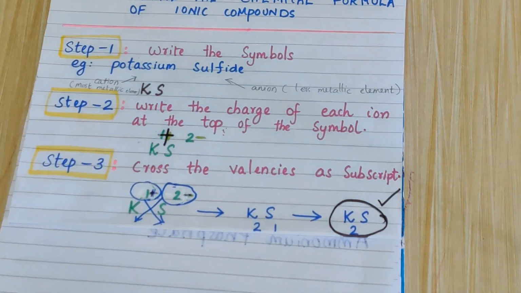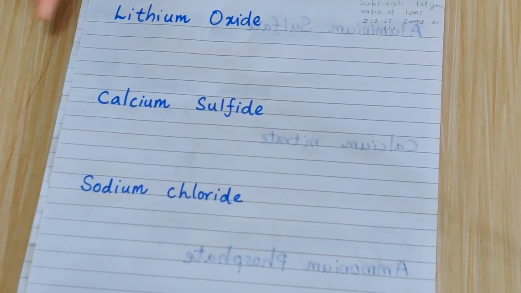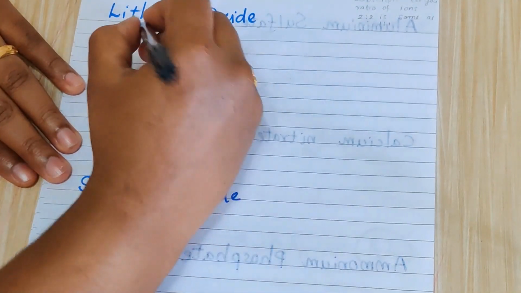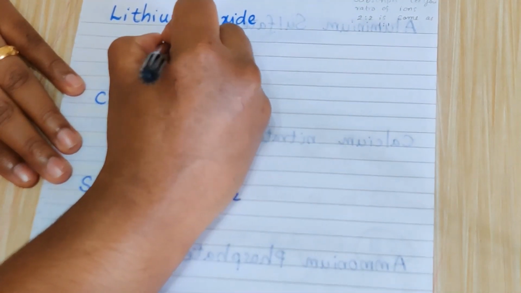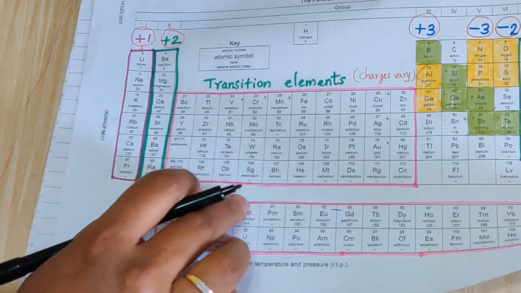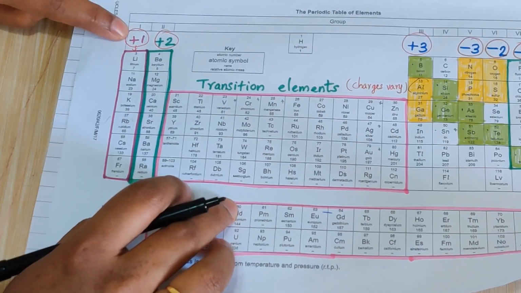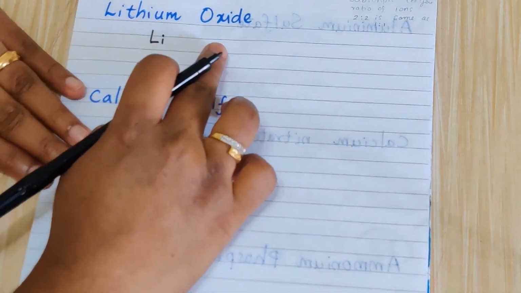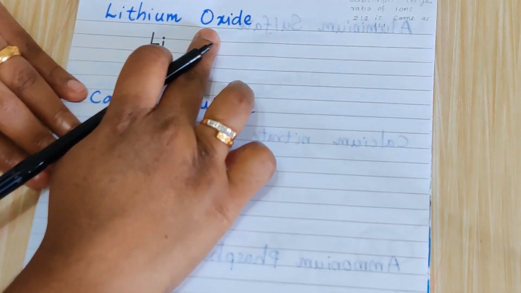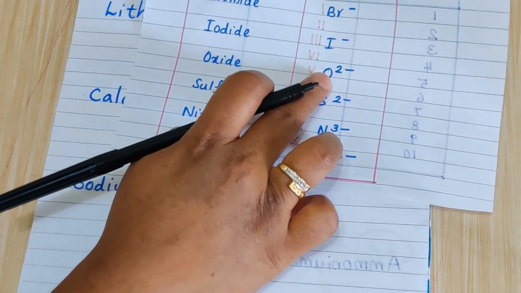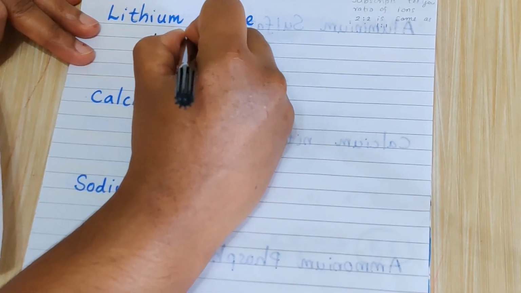Let's check another example: lithium oxide. What is our first step? Just write down the symbols. The symbol of lithium is Li. Lithium belongs to group 1, so it has the charge +1. Lithium is Li. Now we have to take the symbol of the oxide. Oxide has the symbol O. So first we write the symbols.